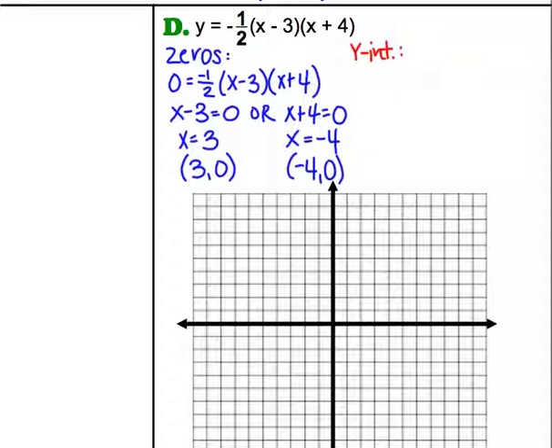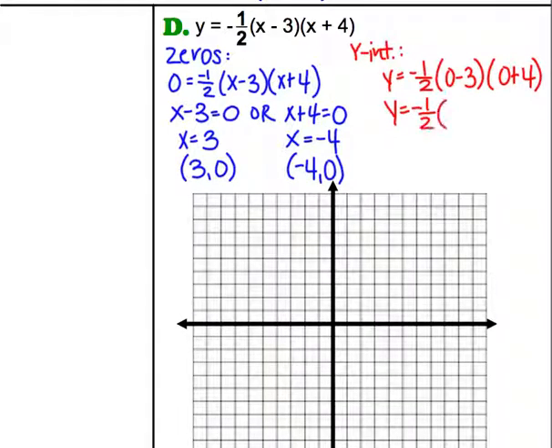As for the y-intercept, we have y equals negative 1/2 times (0 minus 3) times (0 plus 4). So negative 1/2, 0 minus 3 is negative 3, 0 plus 4 is 4. Now, negative 1/2 times negative 3, we get a messy number, so let's first do negative 3 times 4, which is negative 12. Negative 12 times negative 1/2, I know that's going to be positive, and so half of 12 is 6. So I know that my ordered pair is (0, 6).